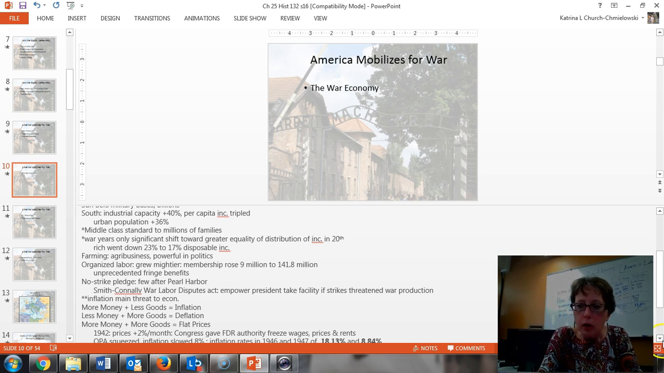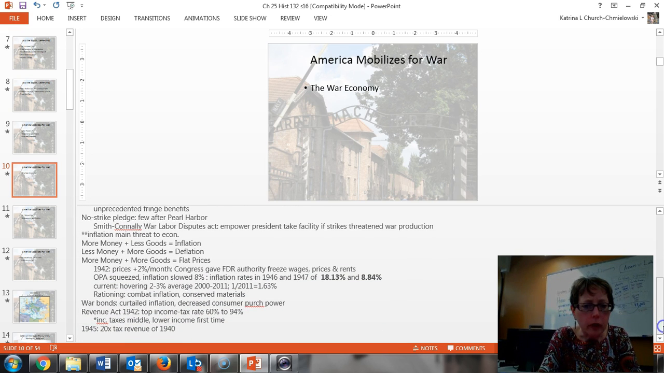So the pricing in 1942 was going up about 2% a month, and FDR got the authority from Congress to freeze wages, to freeze prices, and to freeze rents, to stop that. As they have millions of people on their payroll in the federal government, they could control those wages too. That was to keep the inflation rate at a rate where the economy wasn't going to collapse.